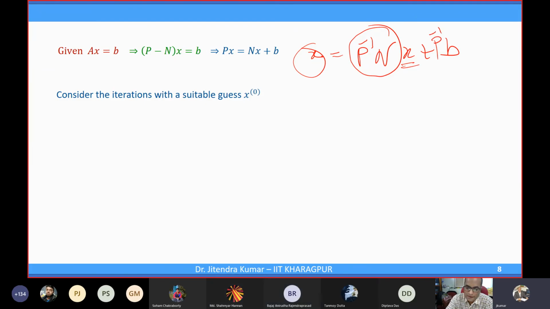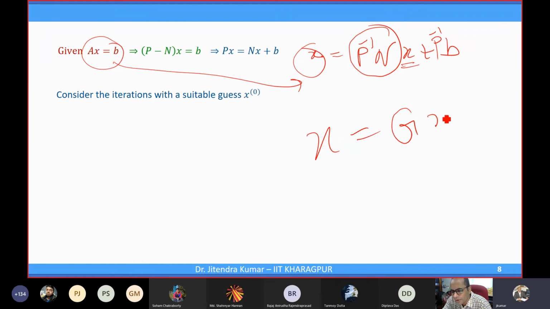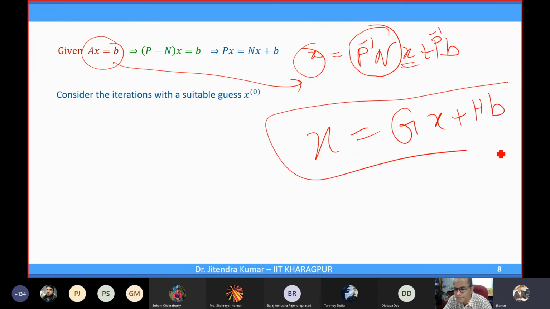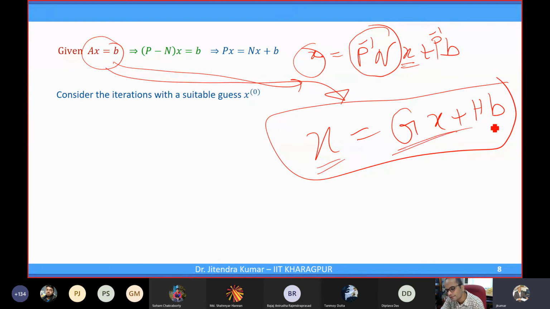So we have started with Ax is equal to b, and somehow we have split that A in such a way that we are getting x is equal to something times x plus something times b. Some such splitting we got out of our system. It was Ax is equal to b, and we want a splitting such that we have x on the left hand side and something times x plus a constant on the right hand side.